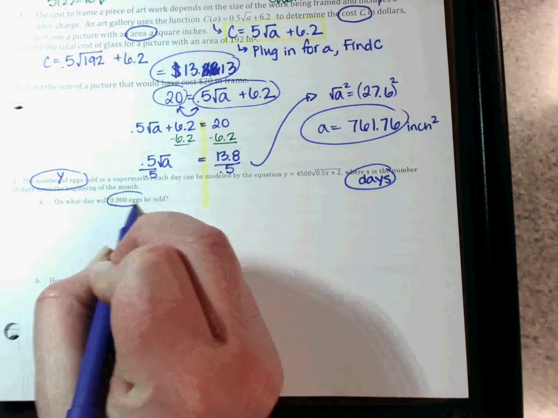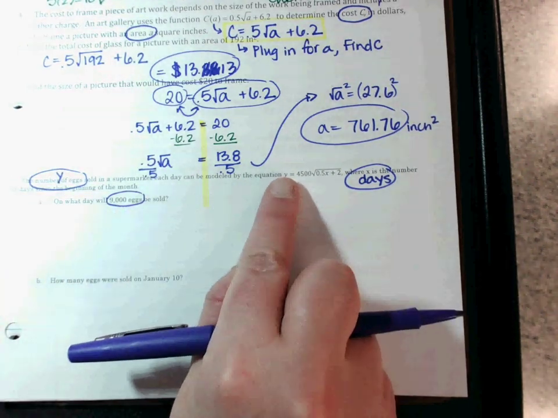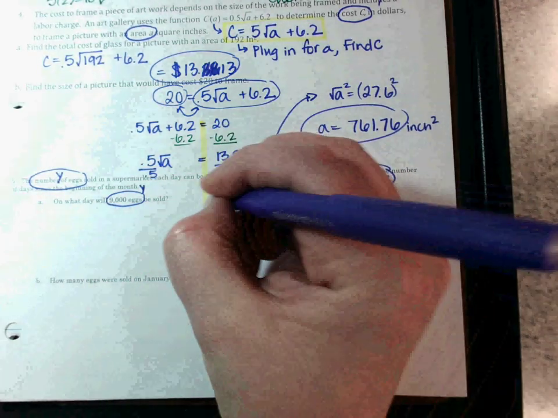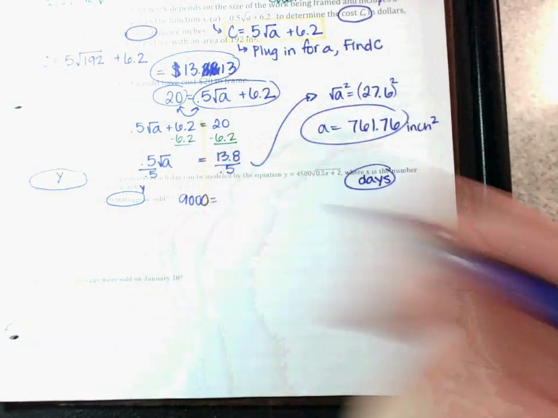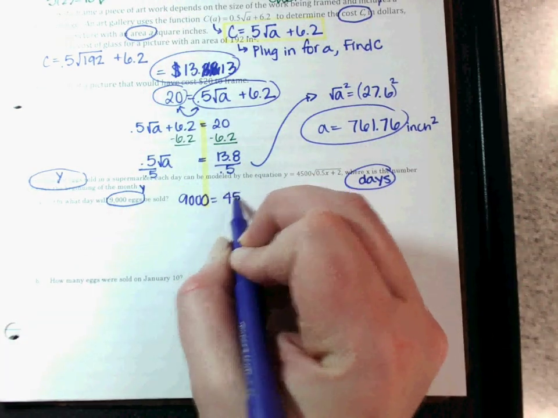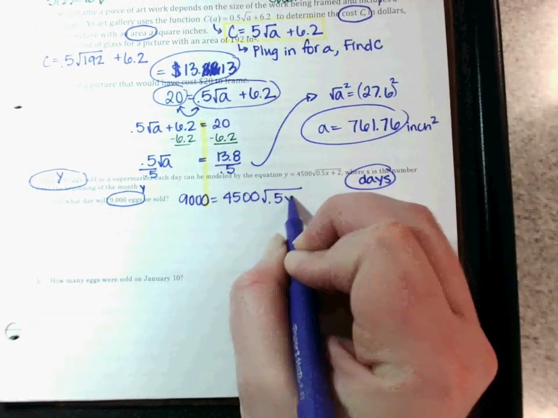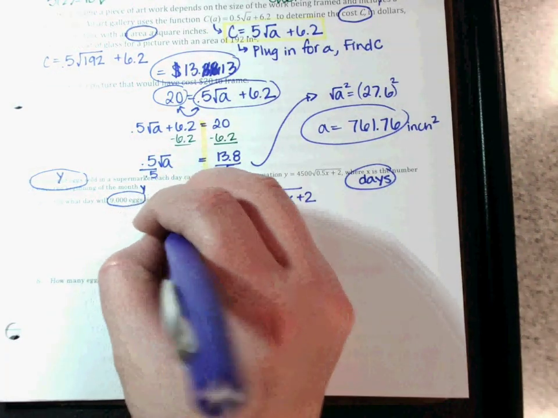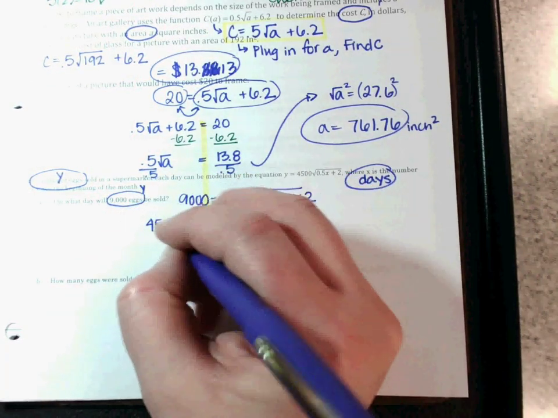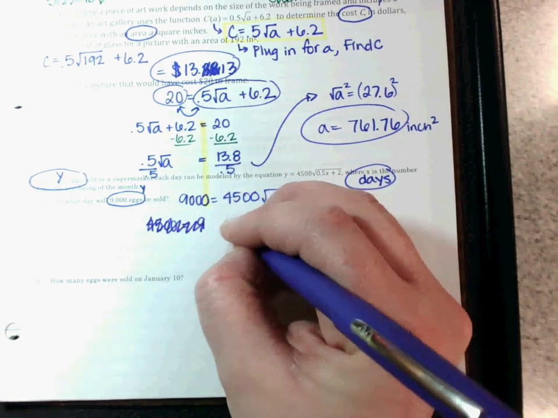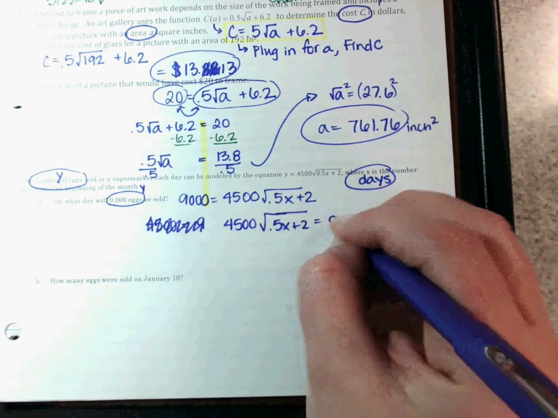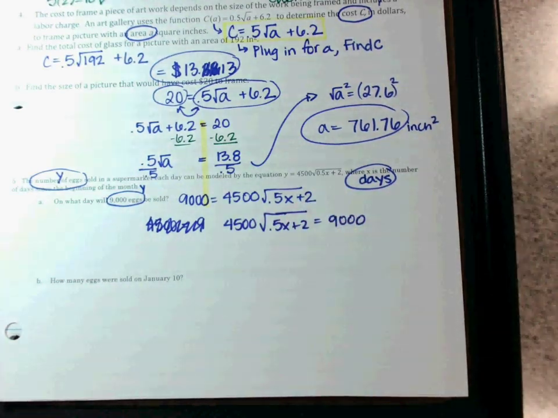That's a Y. So I'm going to take my 9,000 and plug it in here where my Y is. Okay, so I'll put a Y next to that. So I have 9,000 equals, and then I just keep my equation here, 4,500 square root of 0.5x plus 2. First thing I'm going to do is flip it around. Maybe next time I'll just remember to write it like that off the bat. Okay, 4,500 square root of 0.5x plus 2, 9,000. Okay, what would I do first to solve that?